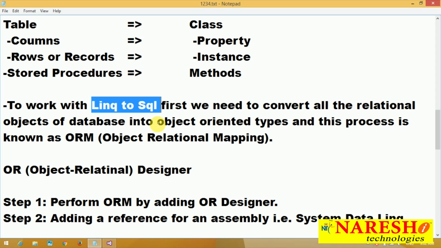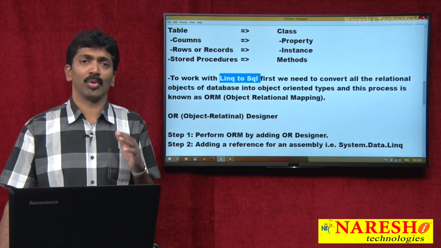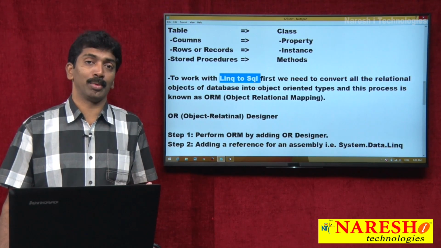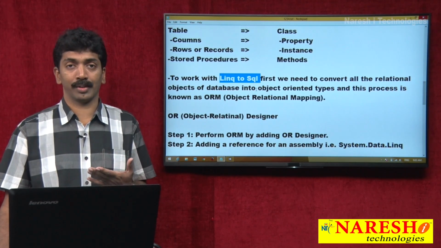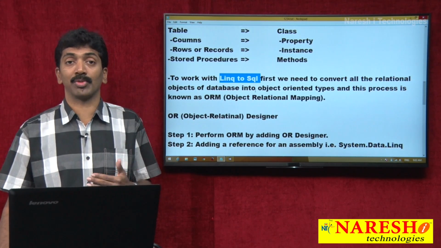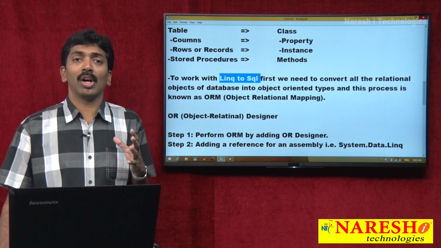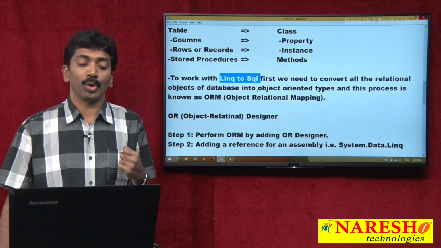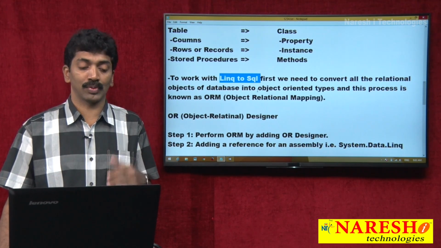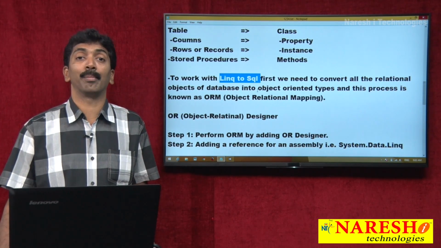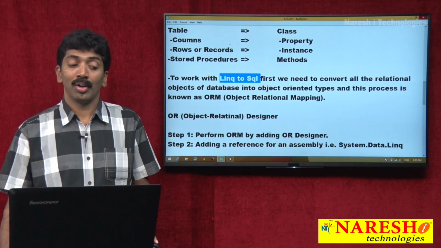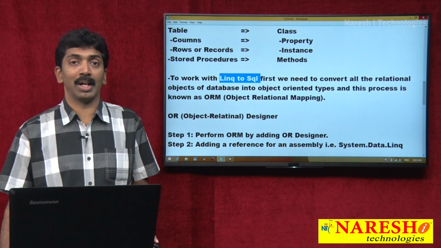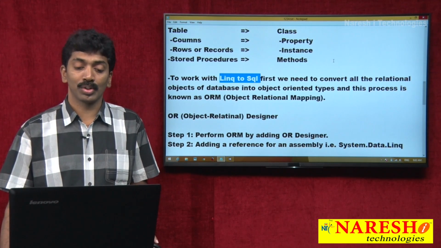Actually, you want to work with Linq to SQL and communicate with SQL Server. What do you have in SQL Server? Tables, procedures, and inside the tables, columns, rows, etc. But as per the discussion in the first video, tables are going to be classes for us, columns are going to be properties for us, rows and records are going to be instances for us, and stored procedures are going to be methods for us. So all these are relational objects, and now we are going to treat them as object-oriented types.